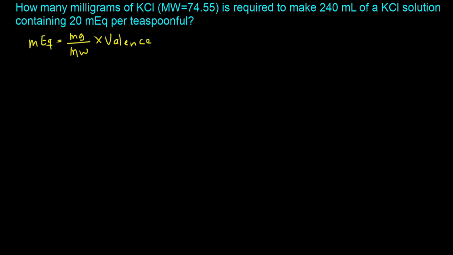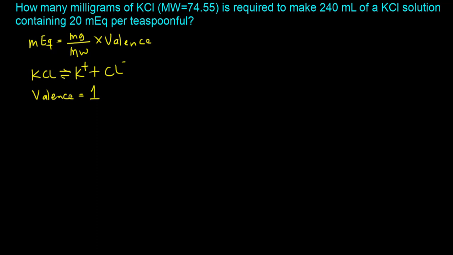So we already know what the molecular weight is from the question. It is 74.55. And so what we need to do next is find what the valence of KCl is. And so KCl, which is potassium chloride, when you put that in an aqueous environment, it dissociates into a potassium cation and a chloride anion. And so the valence is going to be the absolute value of either the charge on the cation or the charge on the anion. So in either case, the valence of the compound is 1.